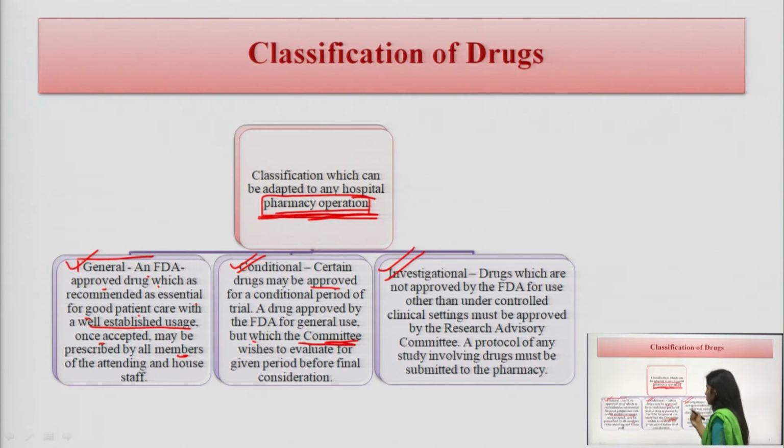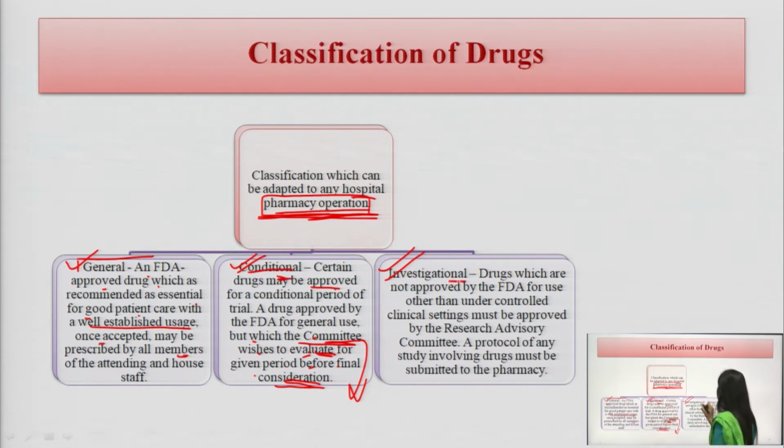So in a hospital, the committee will evaluate a particular drug which is approved by the FDA, and on the basis of the results that the committee sees, they will approve it. So a committee wishes to evaluate it for a given period before final consideration. In this, there is a role of the committee, that's why it is called conditional.